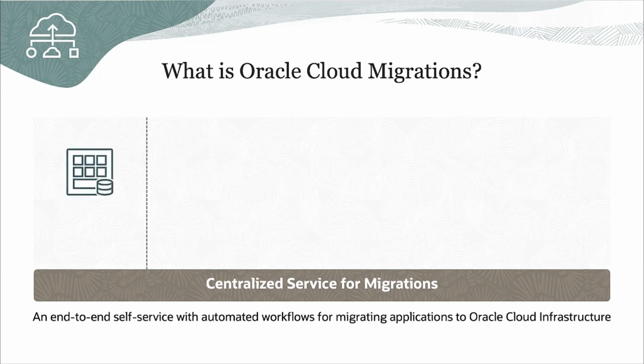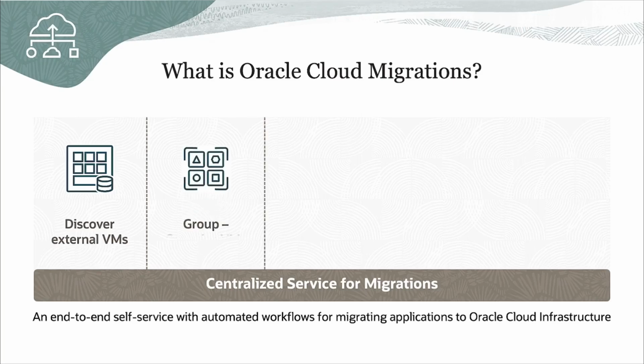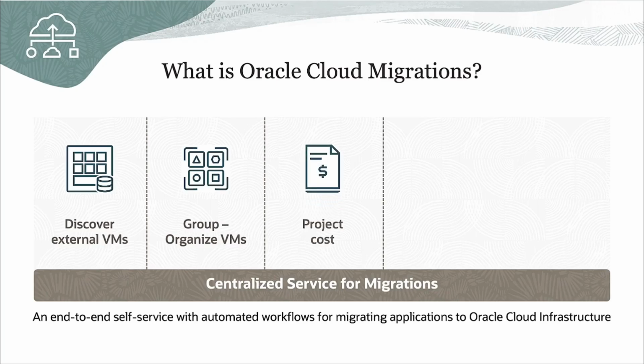First of all, it enables you to identify and discover workloads that are hosted in an external environment like on-premises. Once you have discovered these workloads, you can then group and organize them for migration. The next feature is about projecting cost. OCM service gives you cost estimations like how much it is going to cost to run these migrated workloads in the OCI environment.